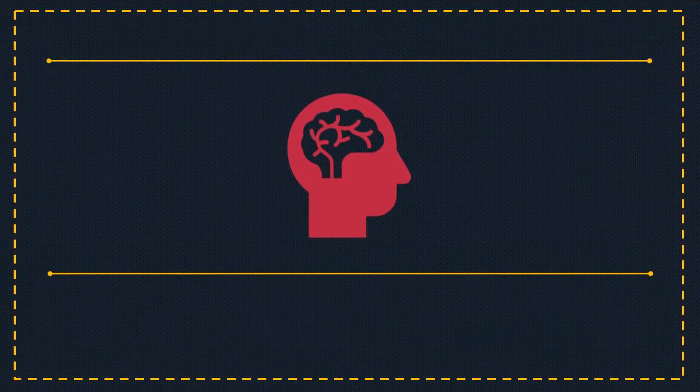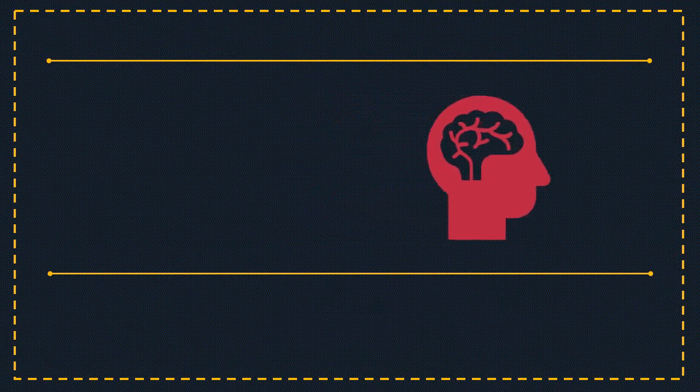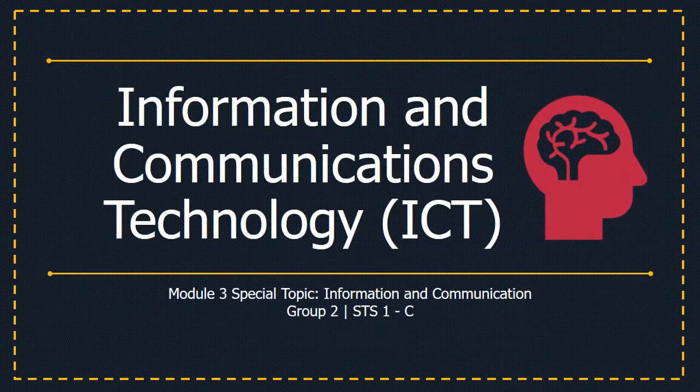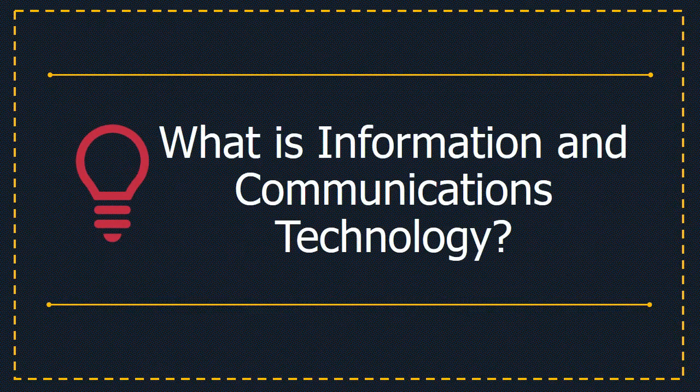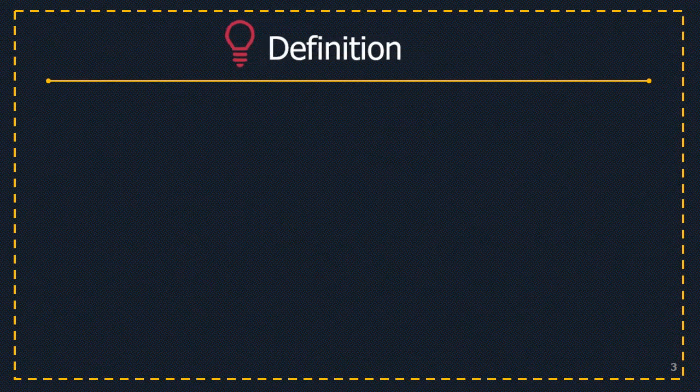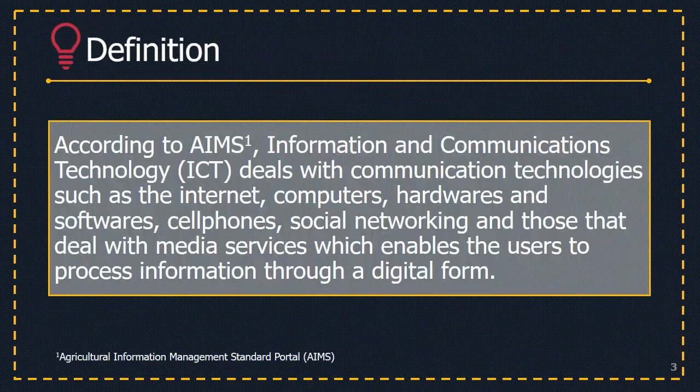Today we are going to talk about another related topic about information and communication: Information and Communications Technology, or ICT. So, what is Information and Communications Technology? According to AIMS, it refers to all communication technologies.